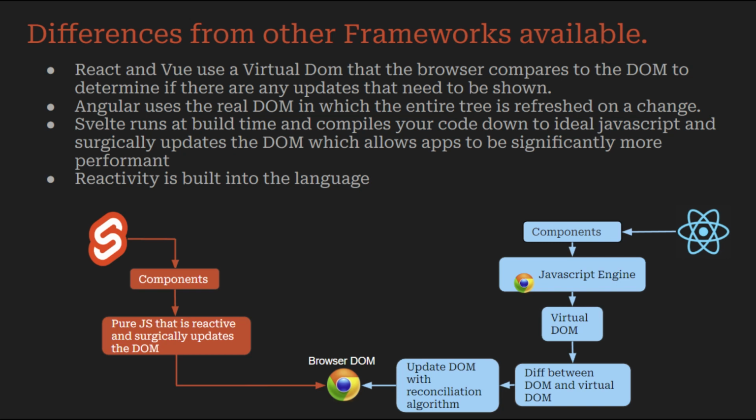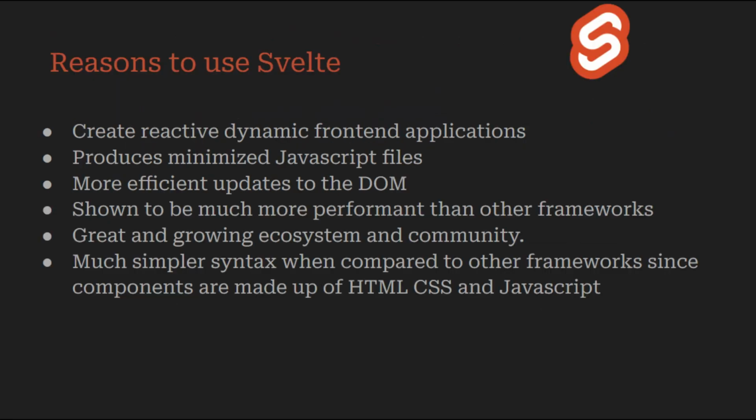When you're running ideal JavaScript through Svelte, it surgically updates the DOM, which allows apps to be significantly more performant, and reactivity is built into the language. There are a lot of reasons to use Svelte. It does create dynamic front-end applications, and by producing minimized JavaScript files and having more efficient updates to the DOM, it is shown to be much more performant than the other frameworks.